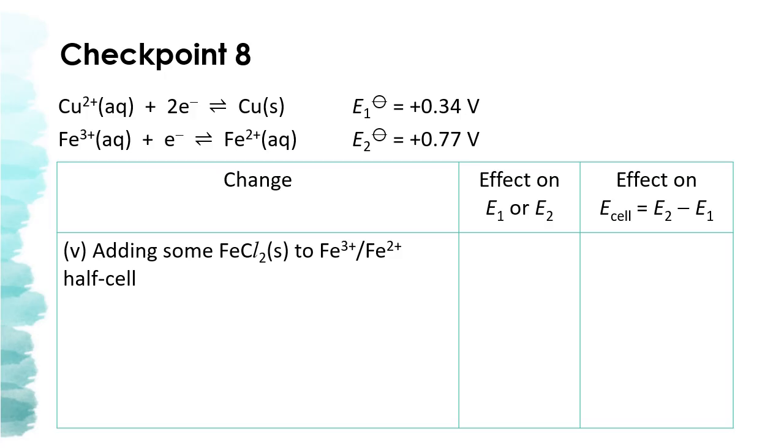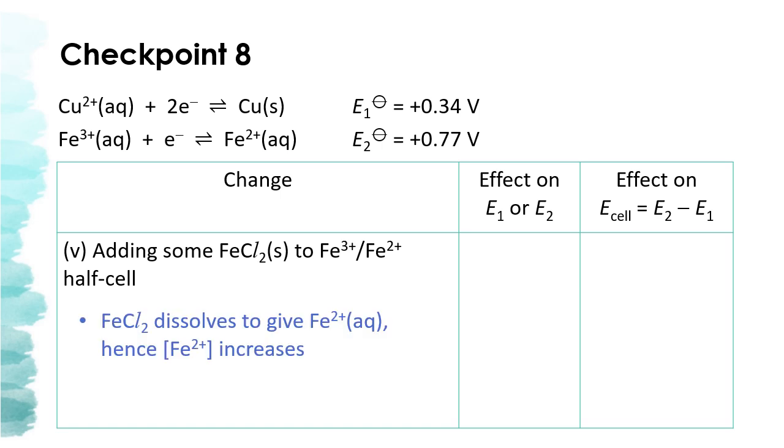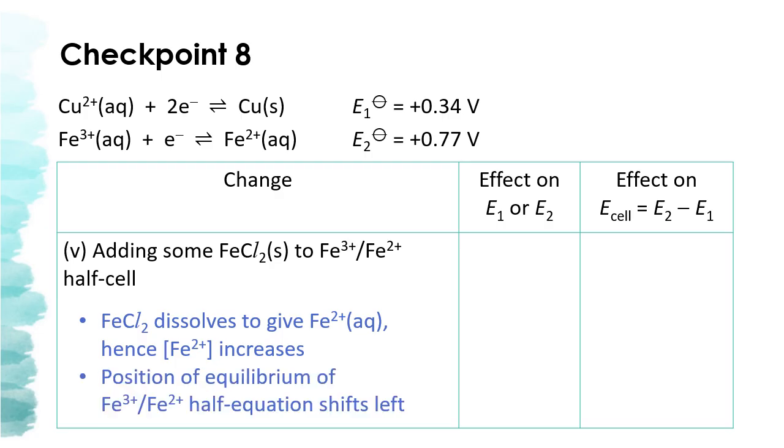For part 5 of checkpoint 8, when you add solid FeCl2, you are actually increasing the concentration of Fe2+, which means the POE will shift left and E2 becomes less positive because now oxidation is favored. Your E cell will become less positive.